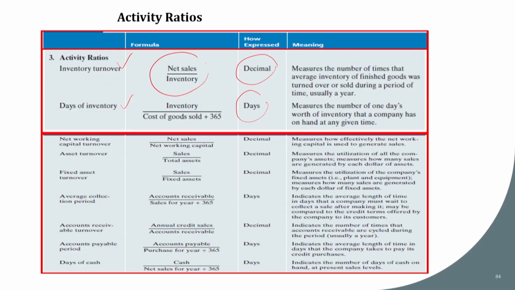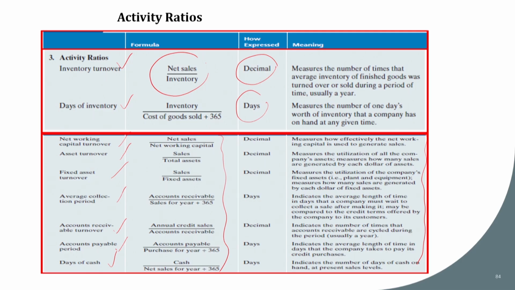And we have other ratios. You can see here the net working capital turnover, then the asset turnover, fixed asset turnover, average collection period, accounts receivable turnover, accounts payable period, and days of cash. So, the formula for each of these is given here, and the interpretation is also given here. And I would suggest you go through this and get a better sense of what these activity ratios mean, and how these are going to help in your case study analysis.